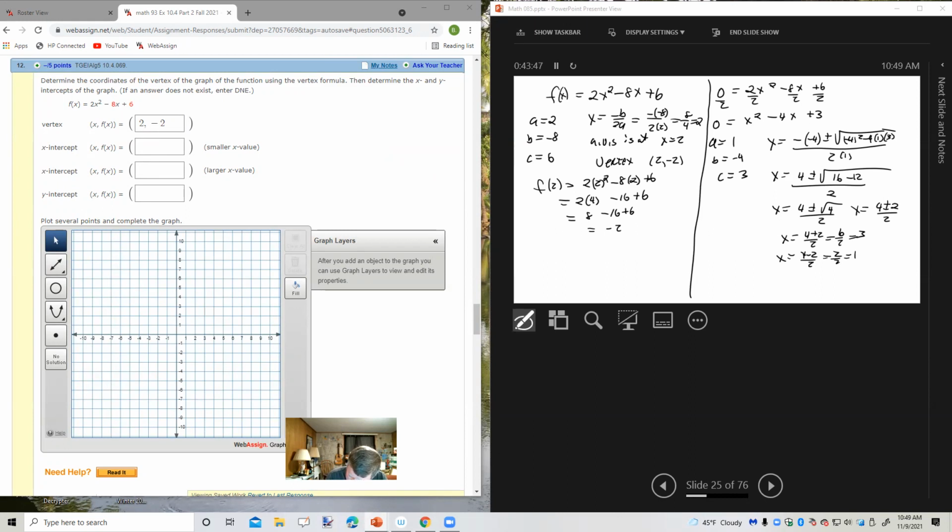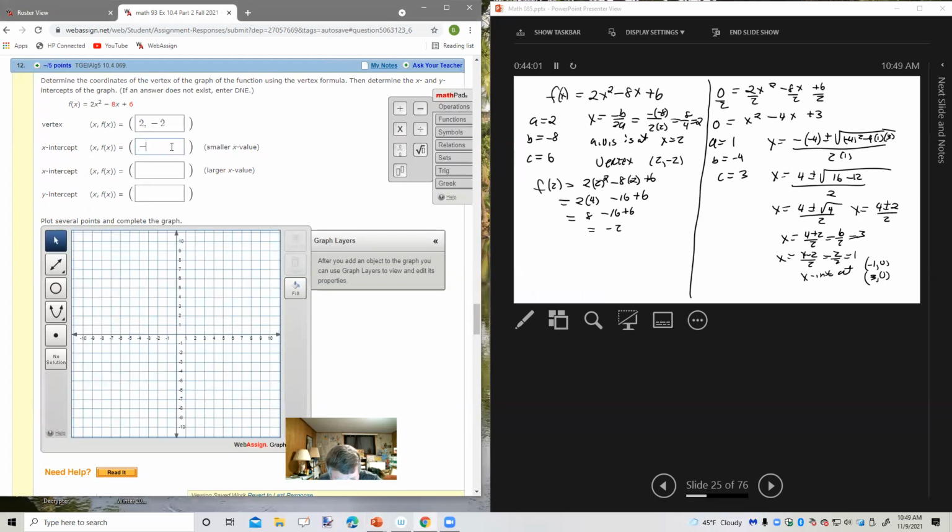So we've got x-intercepts at 1 comma 0, 3 comma 0. And I deliberately wrote them so that the smaller one was first. So 1 comma 0. And then positive 3 comma 0. All right. So there's our x-intercepts. Any questions about anything I've done so far?